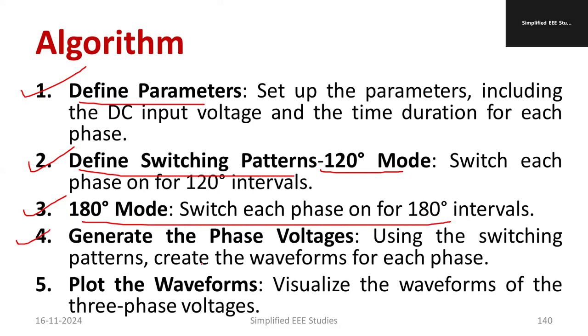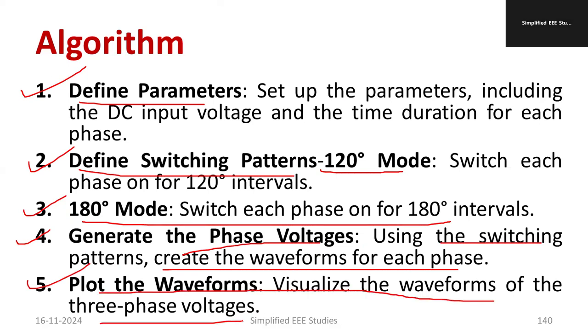Similarly, you need to generate the phase voltage. We have a separate function for that. Using the switching patterns, create the waveform for each phase. The last step is to plot the waveforms, so we'll have a better visualization for observing those waveforms. So these are the 5 important steps. Now you can develop the program based upon these steps.